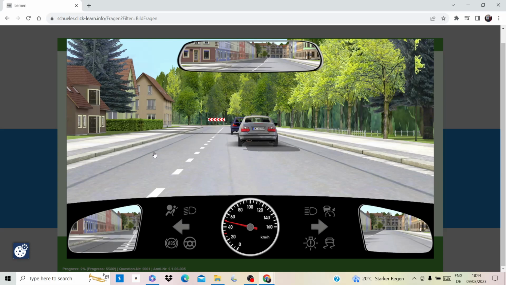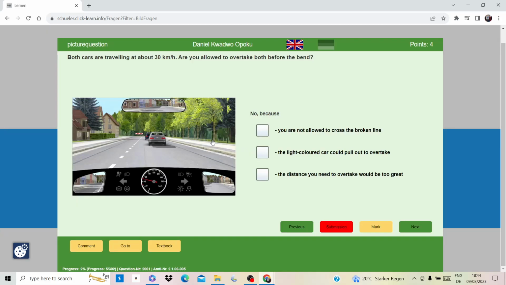Likewise, when a vehicle is here and it wants to overtake another vehicle that is in front of it, because the line is broken, it is allowed that he can cross to this side to overtake. Do you understand? But in this situation, there is a bend before us. Both are traveling at 30 kilometers per hour. So it's not allowed to overtake them.